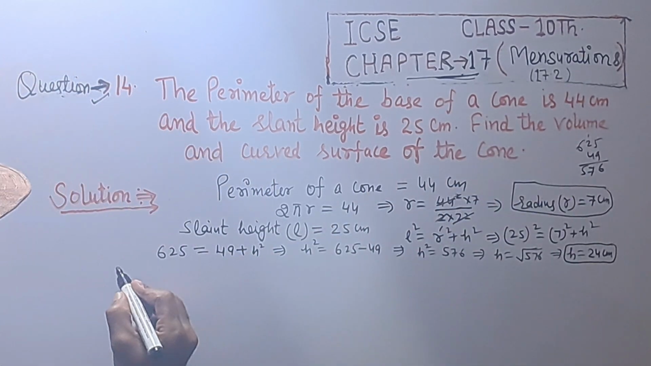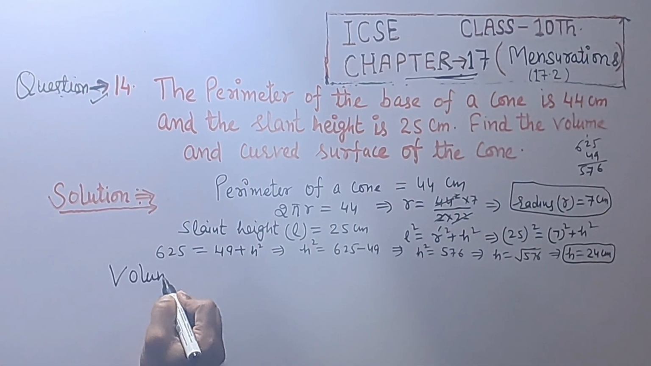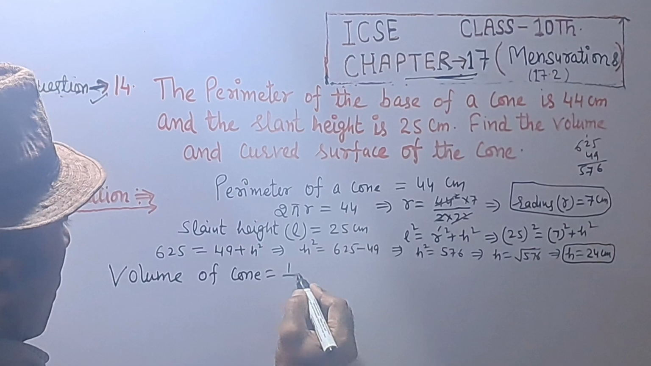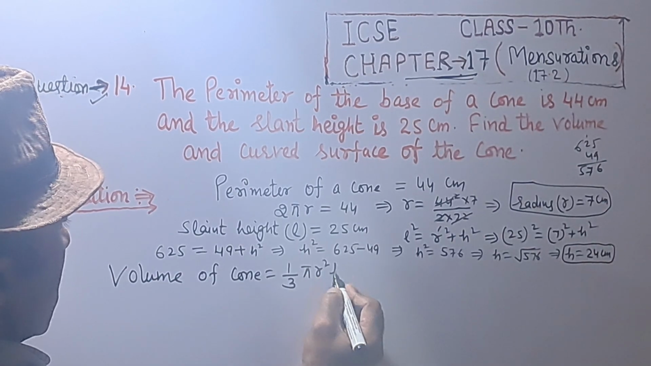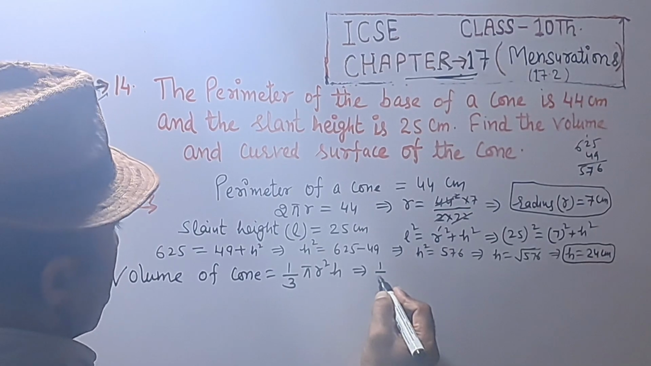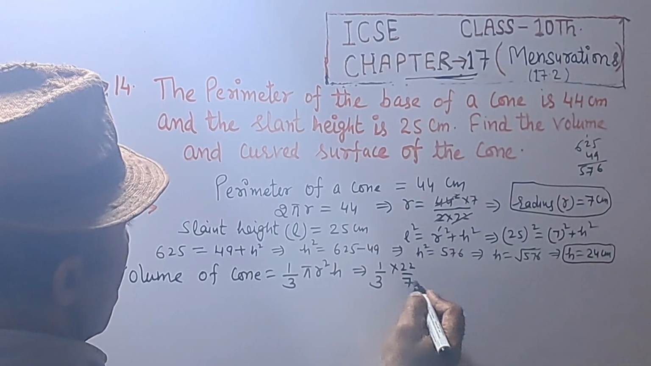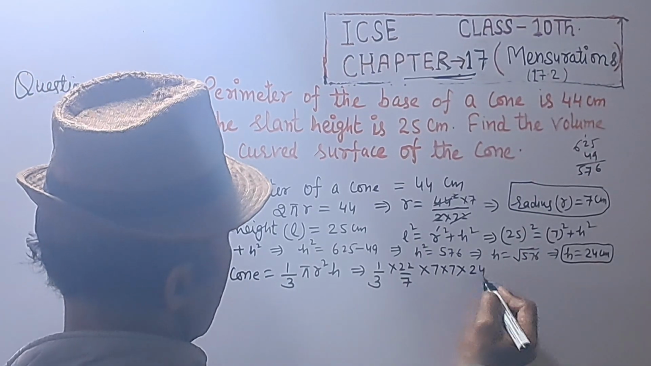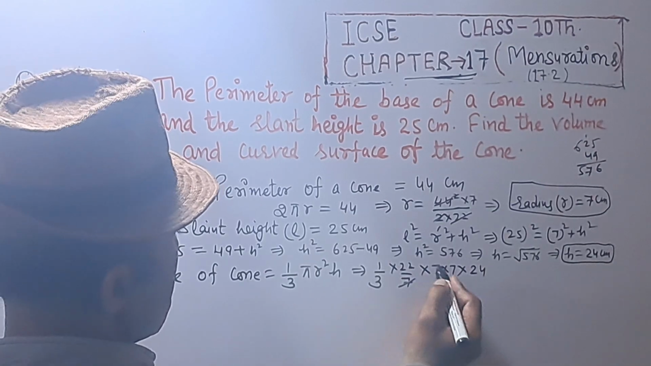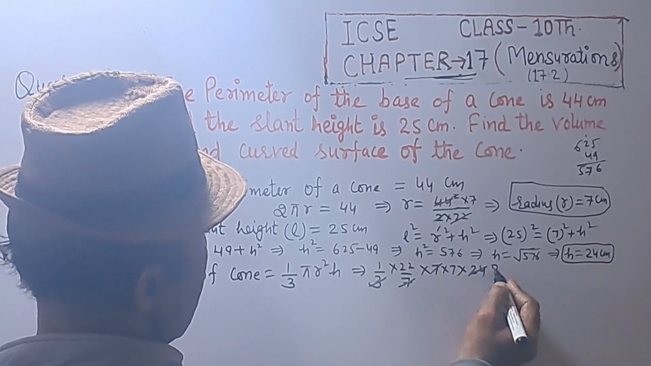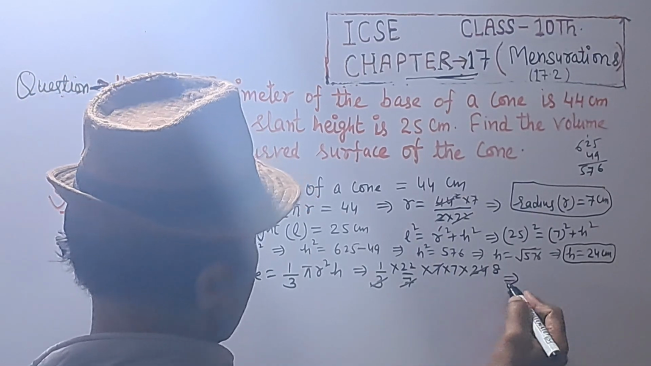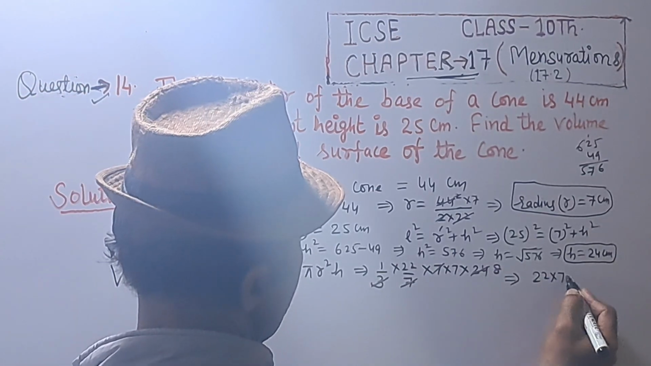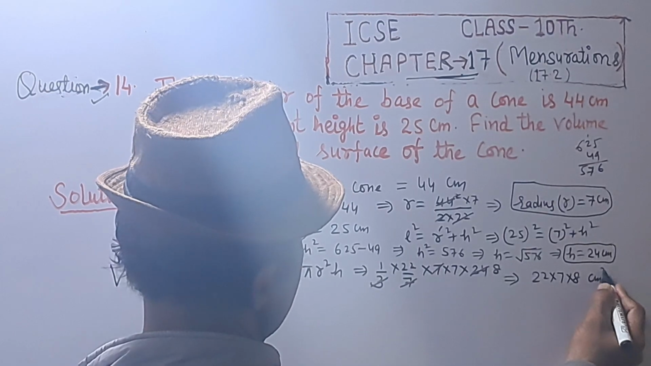And find the volume. Volume of cone equal to 1 upon 3 pi r square h, which implies 1 upon 3 into pi is 22 upon 7 into radius is 7 into 7 into height is 24. 7 is cancelled. 8 3s are 24, which implies we get volume is equal to 22 into 7 into 8 centimeter cube.